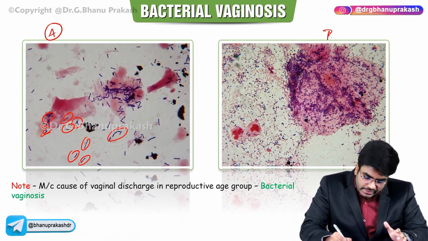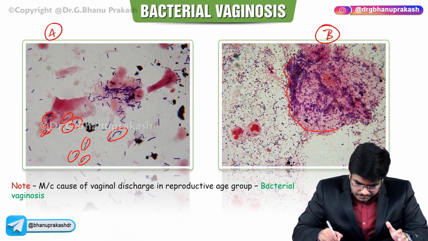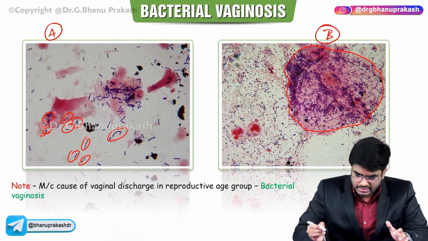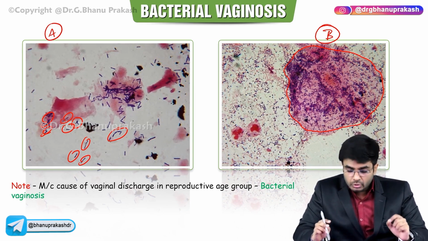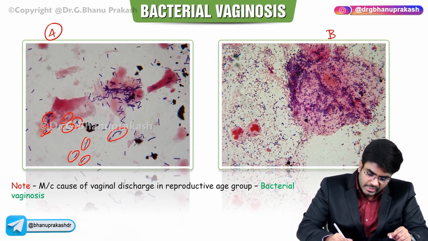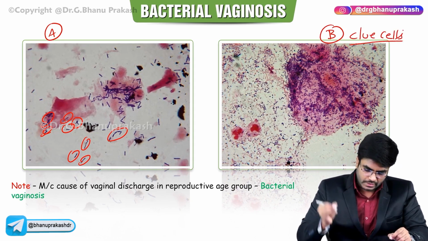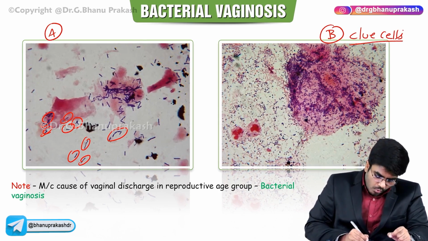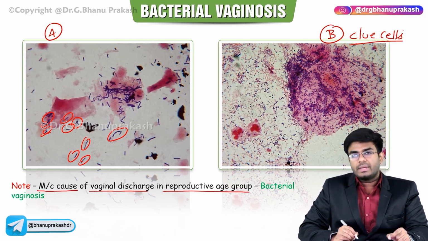But please concentrate on this image. This is a vaginal epithelial cell onto which you are seeing lots and lots of small dots. Those dots are the bacteria, or I can say here what you are seeing in this image B is a clue cell. Okay, it's a clue cell.